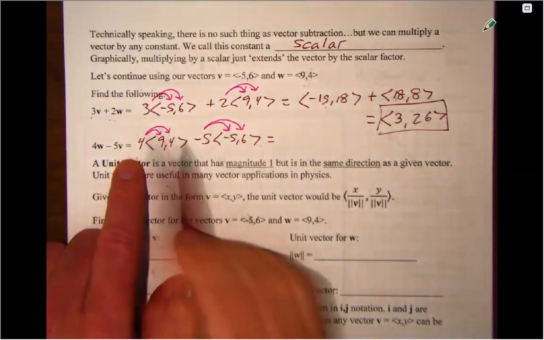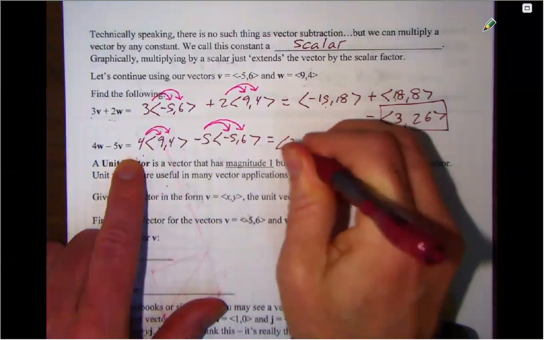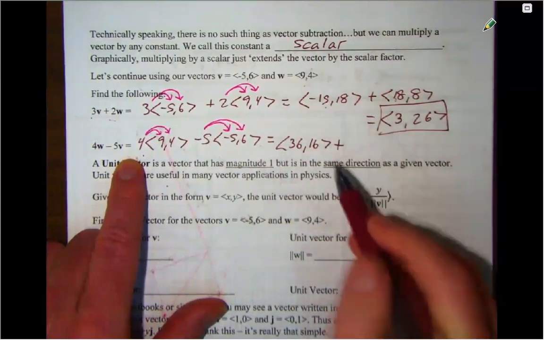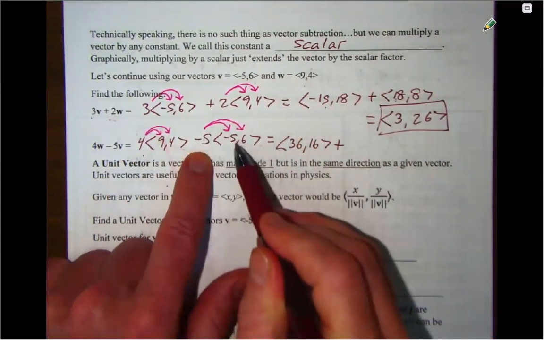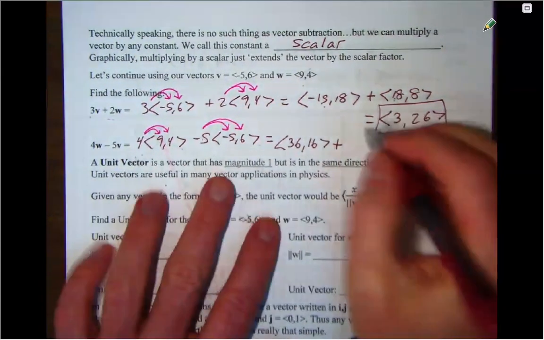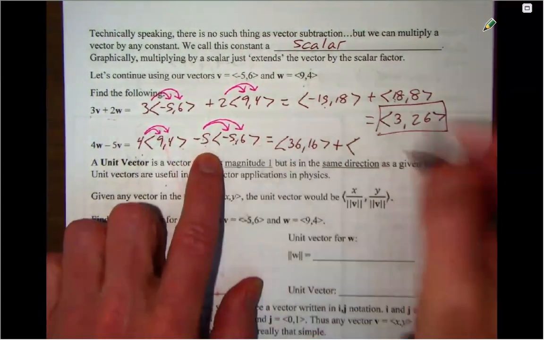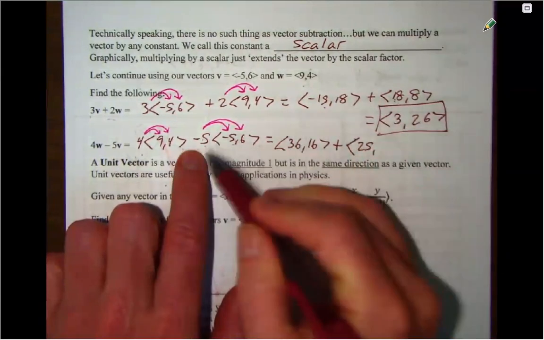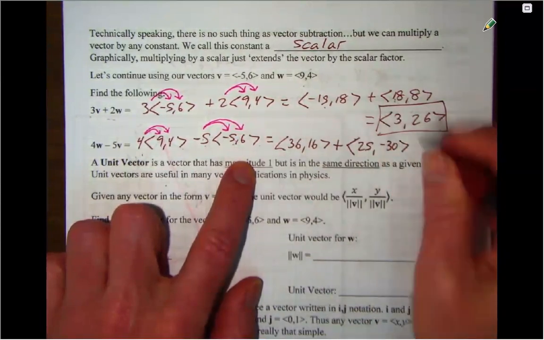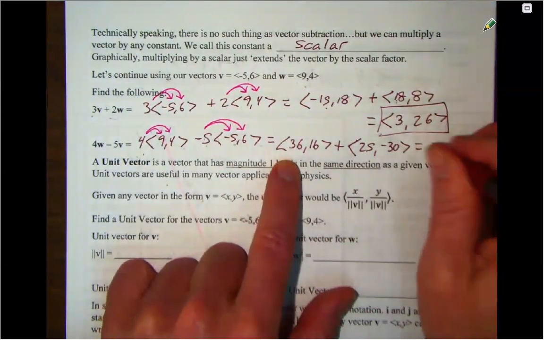So again, multiply, distribute. All it is, distribute. 4 times 9, 4 times 4. 36 and 16. Plus, and the reason it's plus is I'm multiplying by the negative through there. Once you multiply by the negative, then we're just going to start adding the vectors. I think that's an easier way to go about doing this. So negative 5 times negative 5, positive 25, negative 5 times 6, negative 30. And then just combine x's and y's, 36 and 25 is 51.